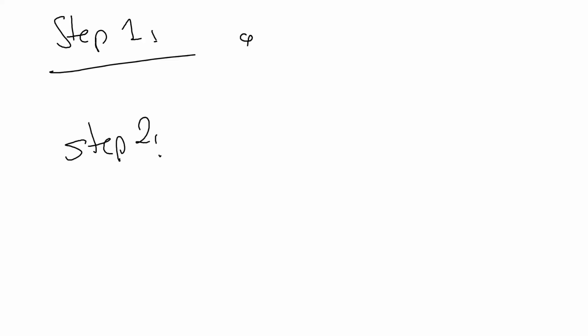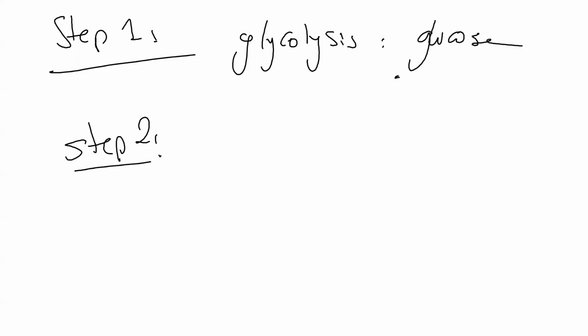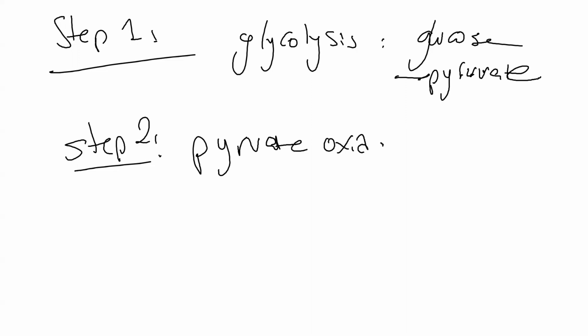Okay. What happens in the mitochondria during cellular respiration? So, glycolysis, glucose. We have two steps. Step 1, we will have glycolysis, which means the glucose becomes pyruvate. Step 2, we have pyruvate oxidation to give us acetyl-CoA.